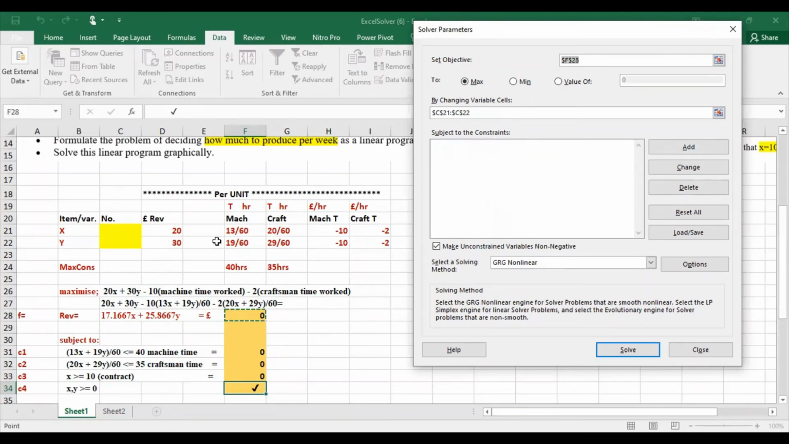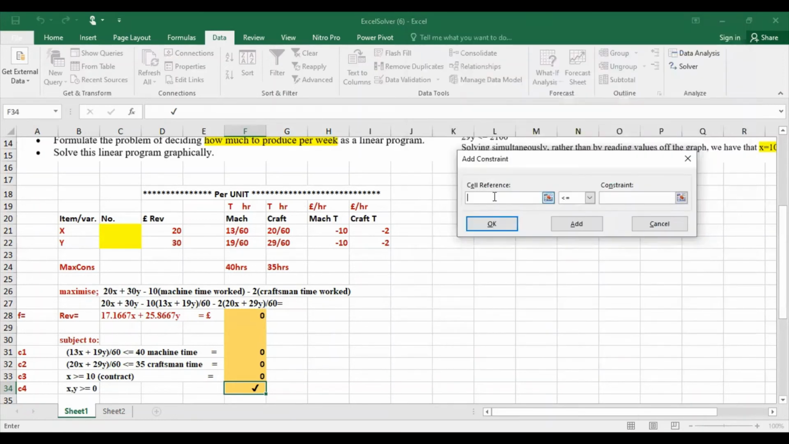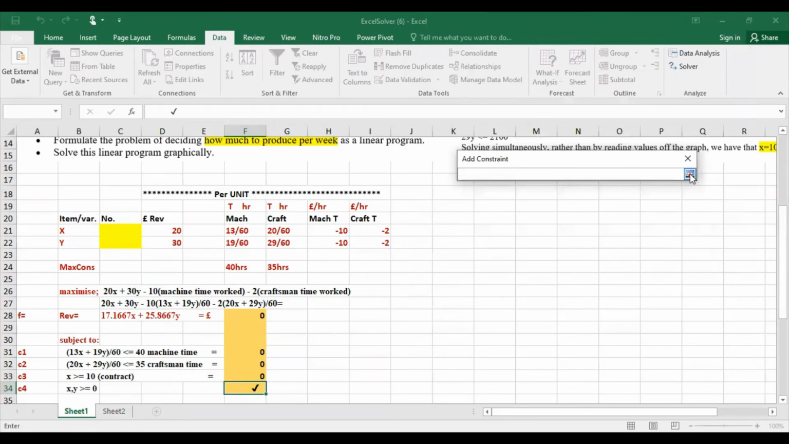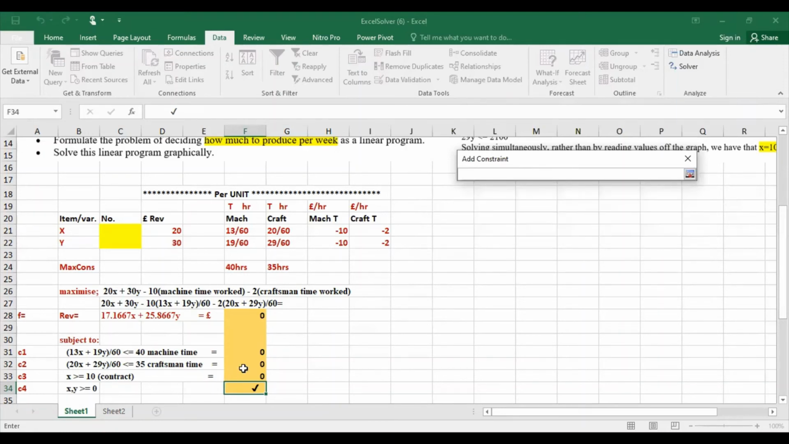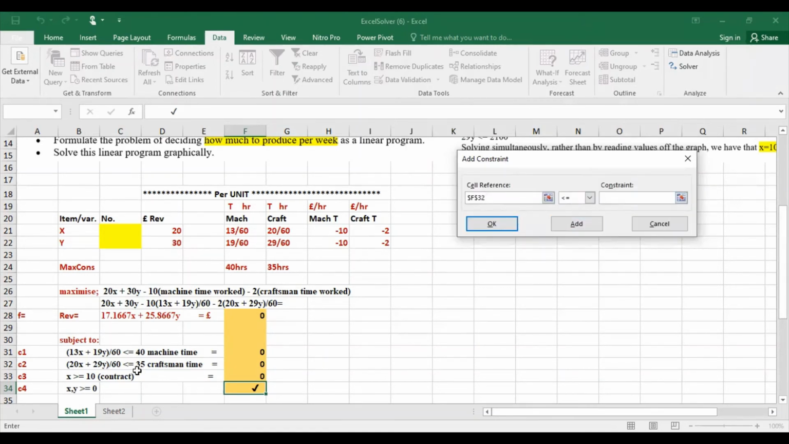What are the subject to the constraints? You have to put the constraints over here, so you will add it from here. For the cell reference, you will put this cell, where you have already put the formula, and it is less than or equal to 40. So you click on less than or equal to and put 40 here. Then you add the next one, the next cell reference is this one, less than or equal to, this is written as 35, so it should be 35.